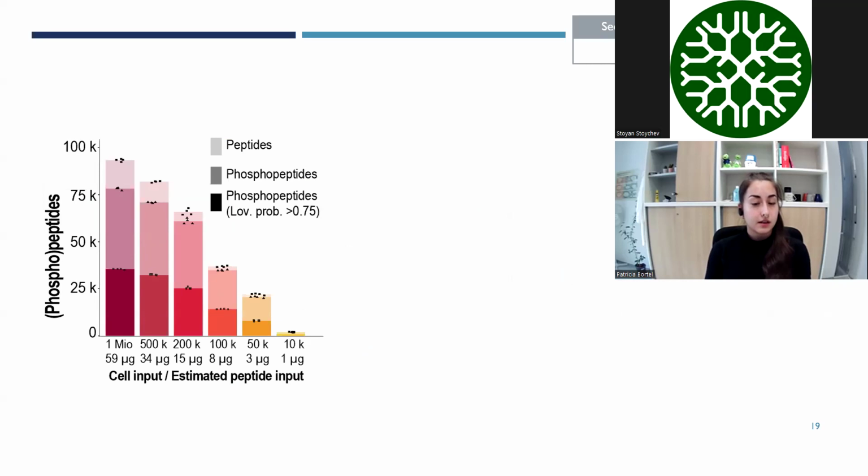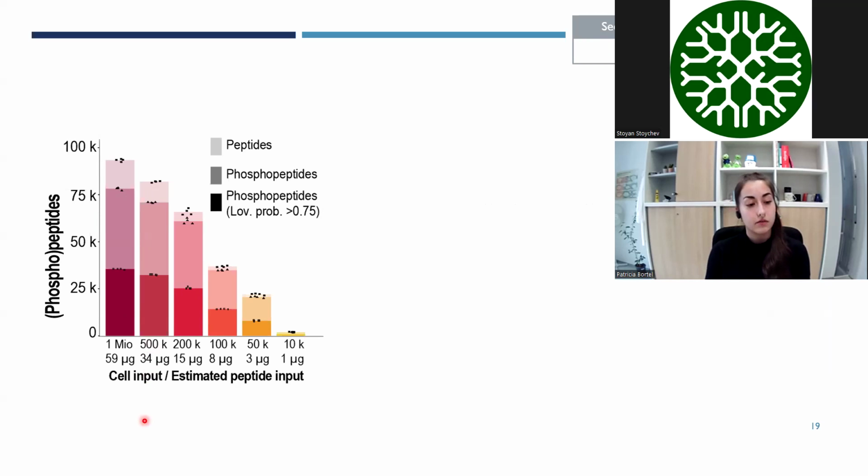So our results reflected the high sensitivity of the Orbitrap Astral MS. In the bar chart here, you can see that with the highest peptide input amount, which was 1 million cells, that corresponds to approximately 59 micrograms of peptide, we were able to identify up to 35,000 well-localized phosphopeptides. And with 500,000 cells, which correspond to approximately 34 micrograms of peptide, we were still able to identify 32,000 phosphopeptides.